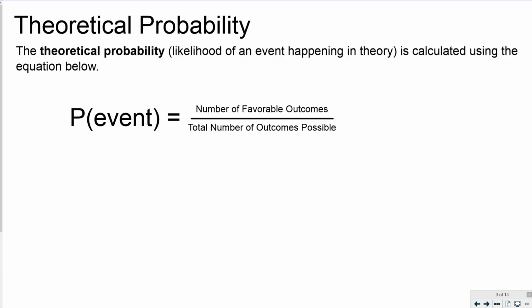Okay, so starting first with theoretical probability. The theoretical probability of an event happening is the total number of favorable outcomes that you're looking for divided by the total number of outcomes that are possible. And really, that's it. So just remember, though, that theoretical probability is the probability of an event happening in theory. No trials have actually been done. We are simply calculating what we expect to happen.